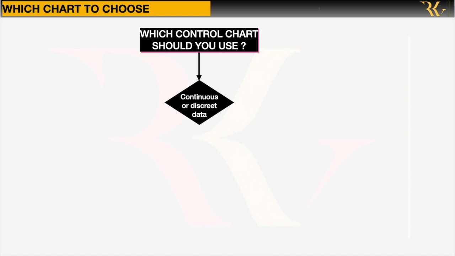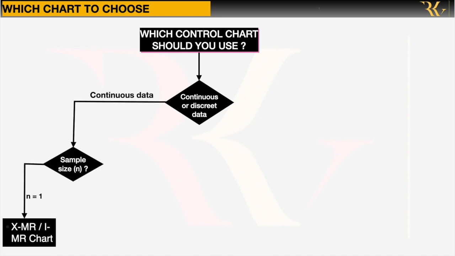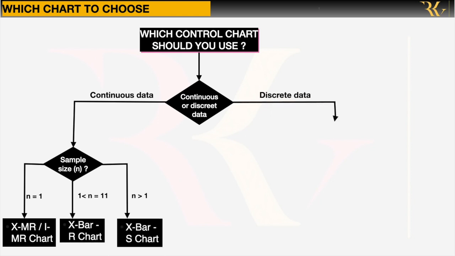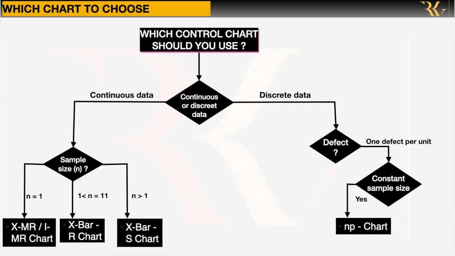Which control chart to use depends upon the data we capture, continuous or discrete data. If continuous data and sample size n is equal to 1, then use the XMR chart. If n is greater than 1, then we use the X-bar R chart. If sample size n is greater than 1, then the X-bar S chart.